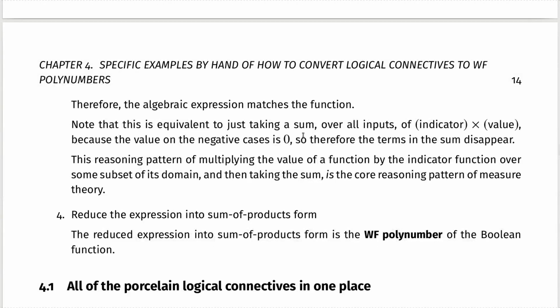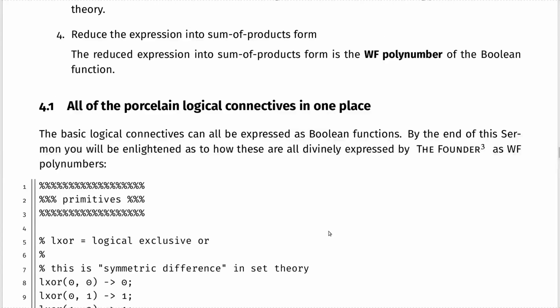We'll see some examples. This is equivalent to taking a sum over all inputs of indicator times value, because the value on the negative cases is 0, so therefore the terms in the sum disappear. So this reasoning pattern of multiplying the value of a function by the indicator function over some subset of its domain, then taking the sum, is the core reasoning pattern of measure theory. Right, and reduce the expression into a sum of products form. It's a sentence or WF polynumber of the Boolean function.